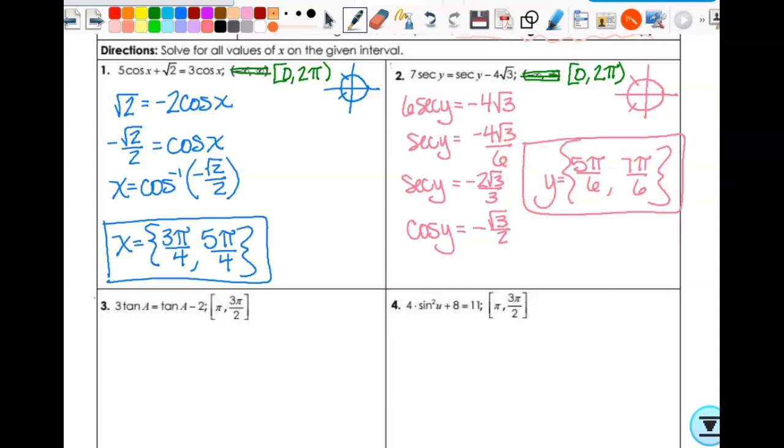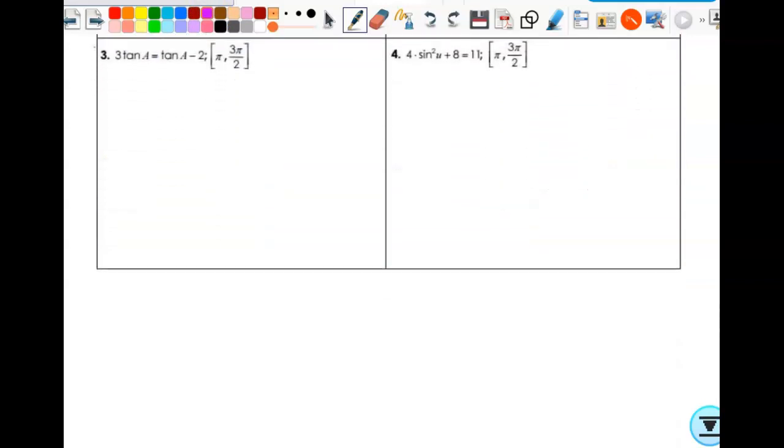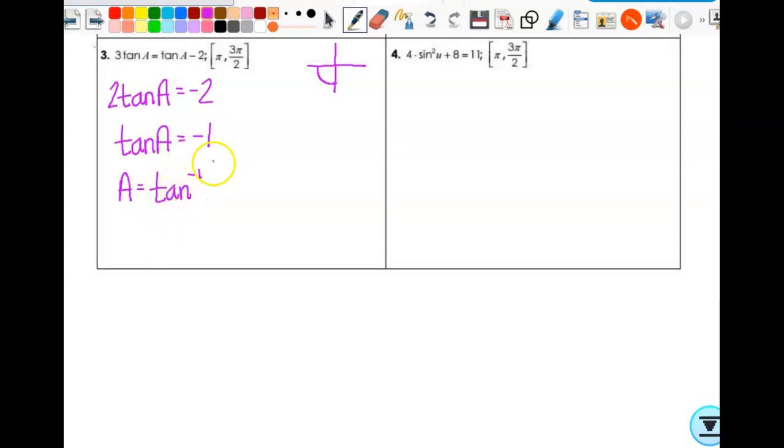What questions do you have? Good? All right. So let's look at number 3. I've got 3 tangent of A equals tangent of A minus 2. This time my interval goes from pi to 3 pi halves. So that's just quadrant 3. Okay. So I'm going to subtract tangent A from both sides, so I get 2 tangent A equals negative 2. So then I'll divide by 2, so I get that the tangent of A is equal to negative 1. That means A equals the tangent inverse of negative 1.